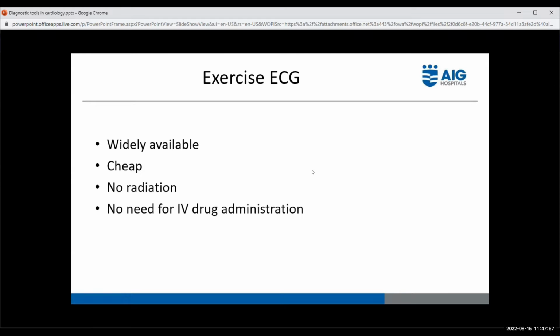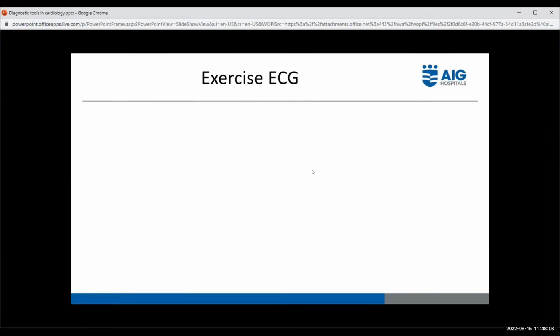Coming to the treadmill test, the exercise ECG is widely available, cheap, with no radiation and no IV drug administration needed. So this is the basic investigation. The next one is exercise ECG, when not to do.